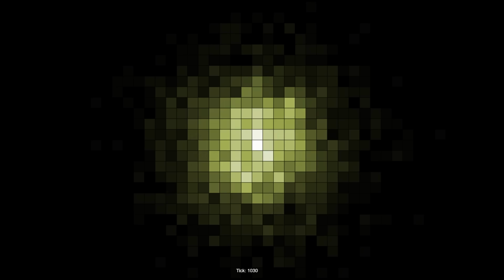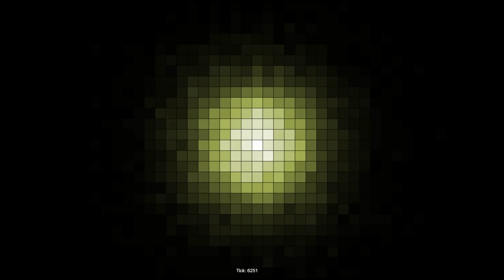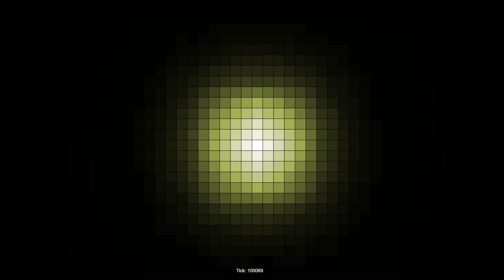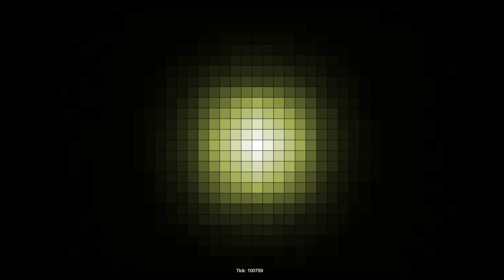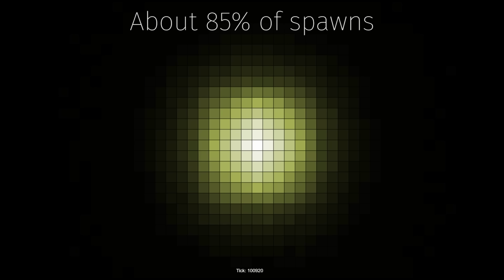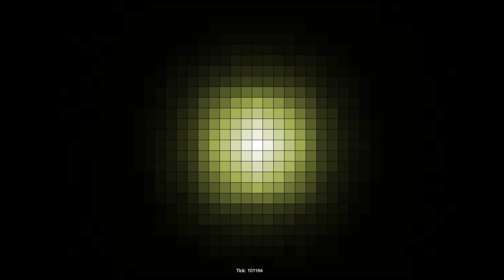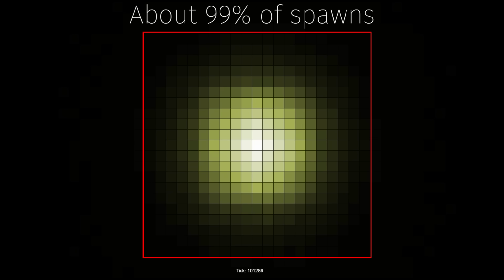In the start, it's kind of random, but we can see that the probability is higher around the origin point. If we jump forward 100,000 ticks, the heat map comes to steady state and we find our final heat map for a single spawn attempt origin. An actual spawn can happen up to 20 blocks away from the actual spawn attempt origin in both X and Z directions. That being said, about 85% of spawns will happen within 5 blocks of the spawn attempt origin, and about 99% within 10 blocks.